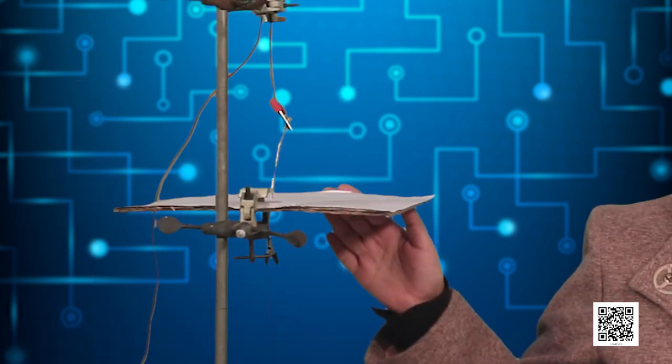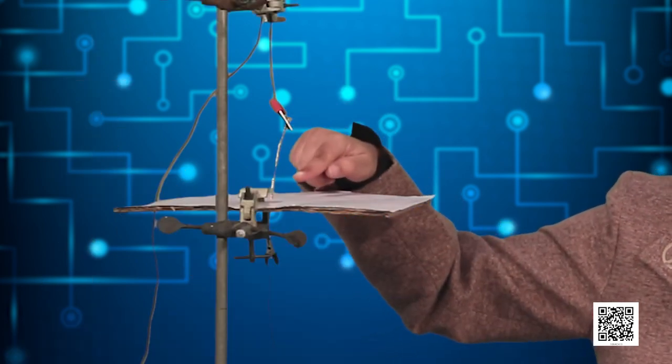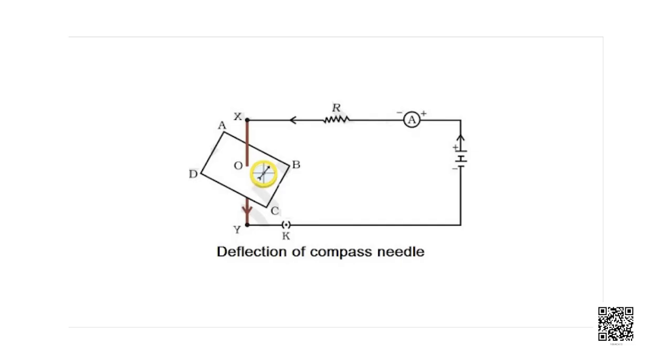Let's perform an activity. Observe this electrical circuit. Current is flowing in this copper wire. And if you see the position of this needle, the needle is pointing towards the geographical north and south. If I place the compass needle near to the copper wire, you will observe change in position of the compass needle. We see that the needle is deflected.